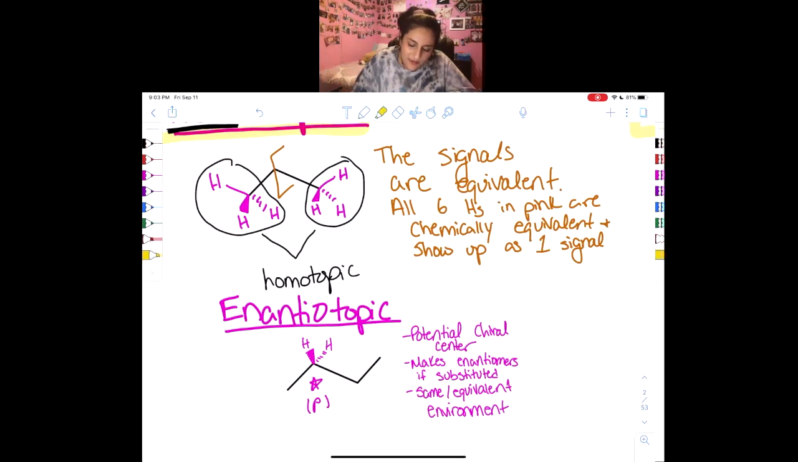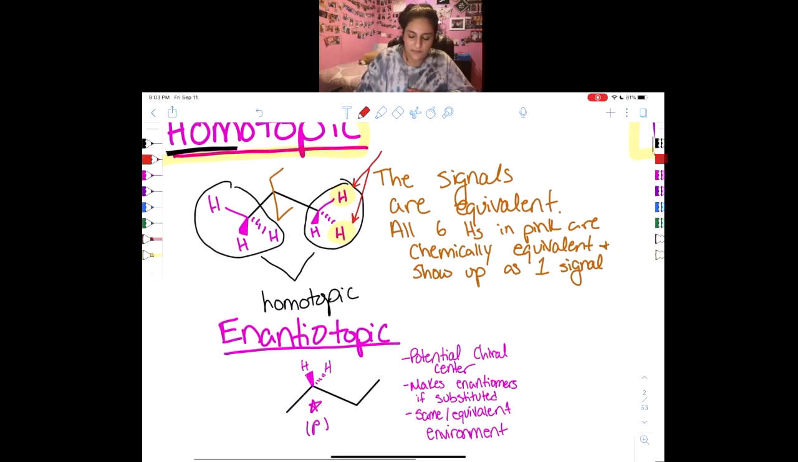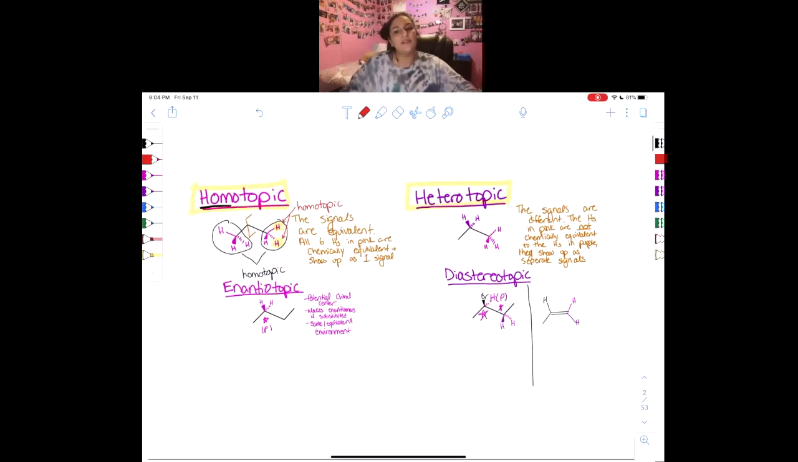But we can go a step further and say that within this signal, these two hydrogens, what is their relationship? Homotopic. Because they are exactly the same. So any two hydrogens that are exactly the same are homotopic.